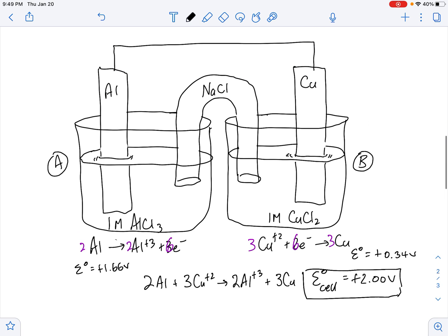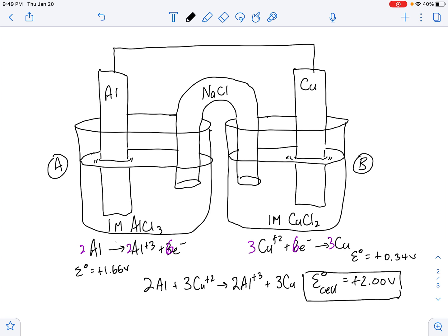Now, that's the very first thing you do. You go through and figure out what the actual reaction is. Now you can go back to your cell and you can label things and everything else. So remember, the anode is where the oxidation is occurring. So that would be the aluminum one. So the piece of aluminum would be the anode. The piece of copper would be the cathode.